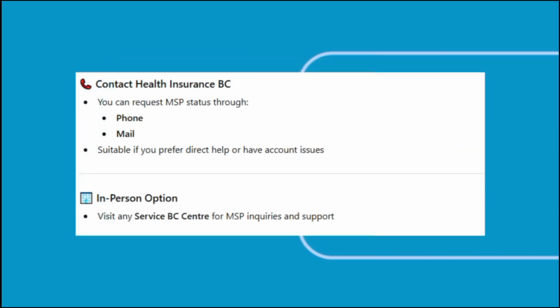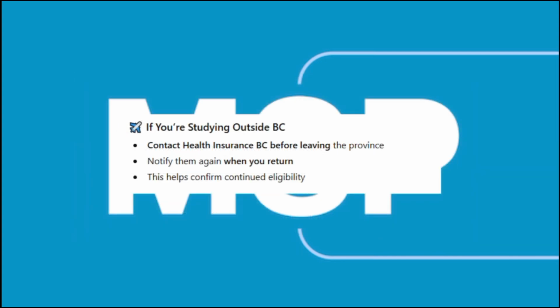You can also contact Health Insurance BC. You can request MSP status through phone or mail. Suitable if you prefer direct help or have account issues. You have another option, and that is in person. Visit any Service BC center for MSP inquiries and support.